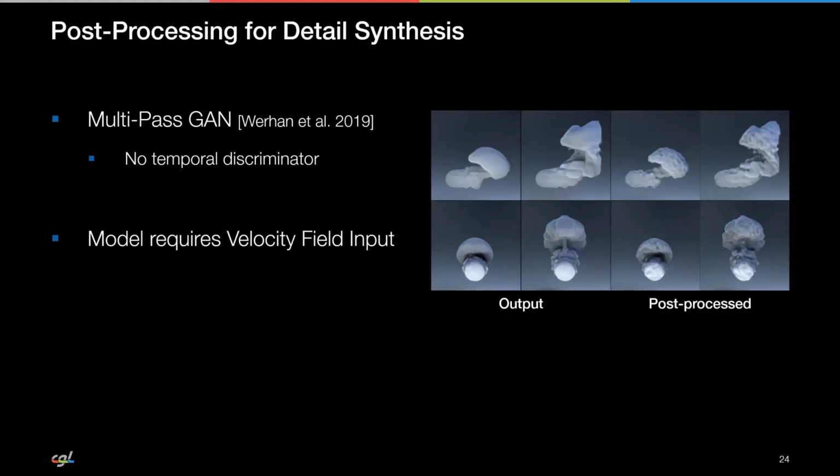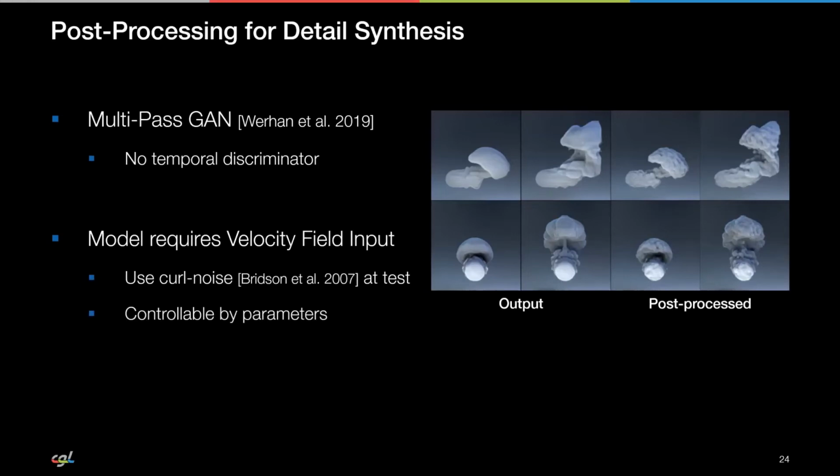This model requires an underlying velocity field in addition to the density field, so we created a synthetic flow field using curl noise at test time. Note that it also gives us controllability by parameters.